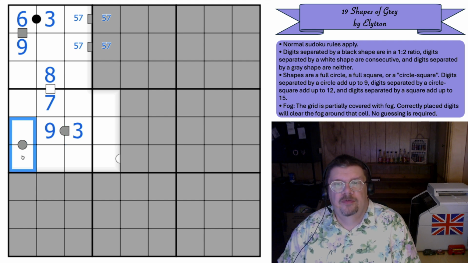This circle adds up to 9 without being consecutive or one double the other. So it can't be 4-5 because they would be consecutive. It can't be 3-6 for multiple reasons. So 7-2 or 1-8. And it can't be 7-2 because of that. So that's a 1-8 pair.